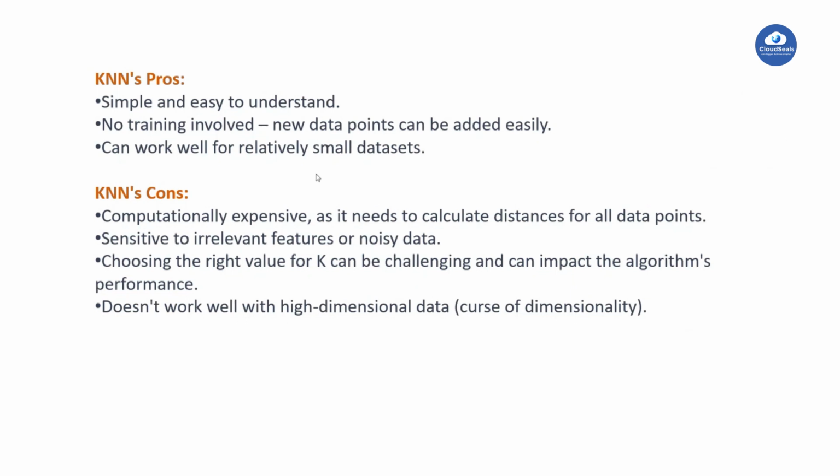Actually, whenever we go for real-time data, it is very difficult to get a large amount of data. Mostly we will get very little data. But this k nearest neighbors works very well on small data sets. But coming to the disadvantages: computationally expensive. So we need to calculate the distance from one data point to all other data points. So it takes a lot of calculations, needs to calculate distance for all data points, and it is sensitive to irrelevant features.